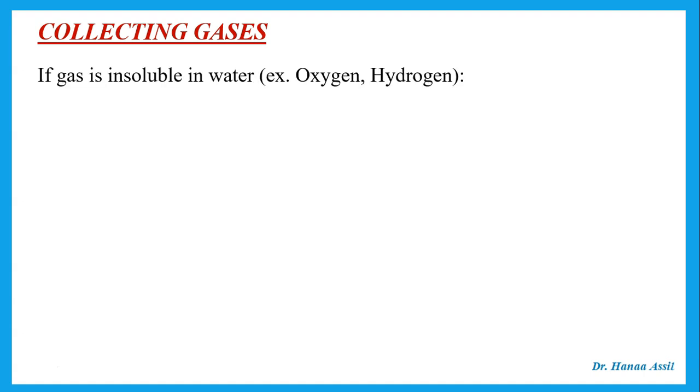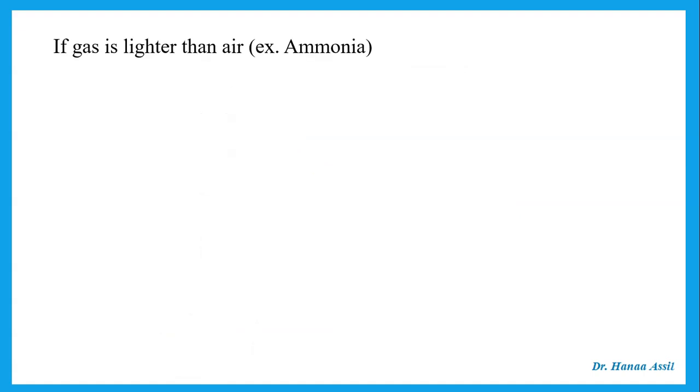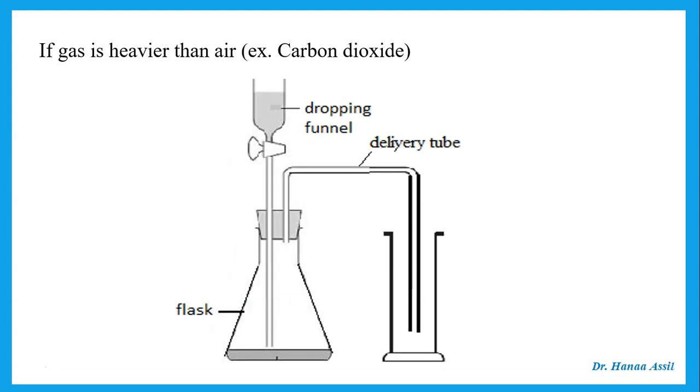How do we collect gases? If the gas is insoluble in water, the easiest way would be to collect it over water. So when a gas is collected over water, that's an indication that the gas does not dissolve in water. If a gas is lighter than air, ammonia for example, it dissolves in water, so I cannot collect it over water. So I need to collect it in a gas jar, but ammonia is lighter than air, so we call this upward delivery. The gas goes up and displaces the air in the gas jar. If the gas is heavier, then we collect it by downward delivery.